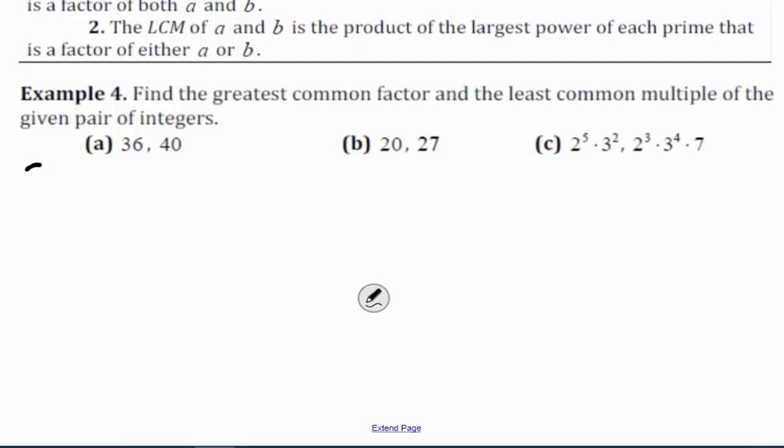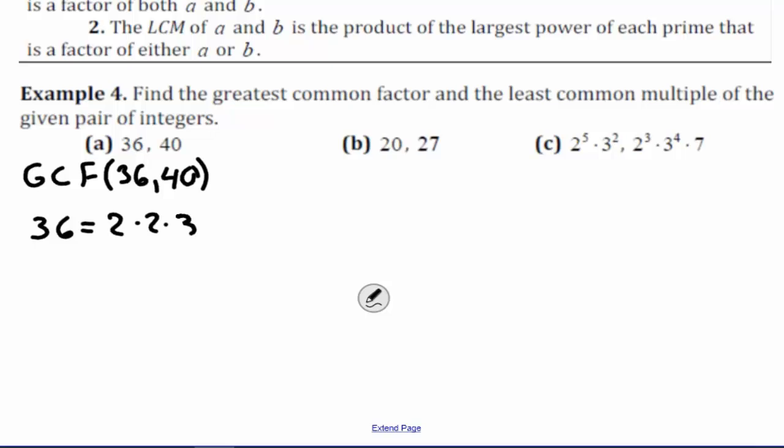Alright, so let's find the GCF of 36 and 40. We're going to do the prime factorizations of each one of them and see what they have in common. So 36, hopefully you look at that and go, well, it's even, so I can divide it by 2. So it's 2 times 18. Well, 18 is 2 times 9, and 9 is 3 times 3. So that's our prime factorization. 40 would be 2 times 20, but 20 is 2 times 2 times 5.